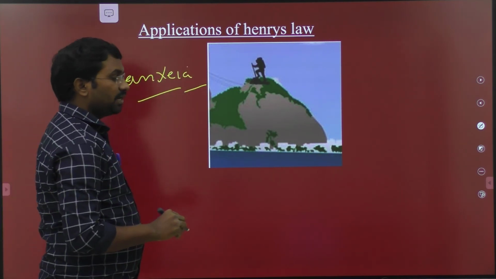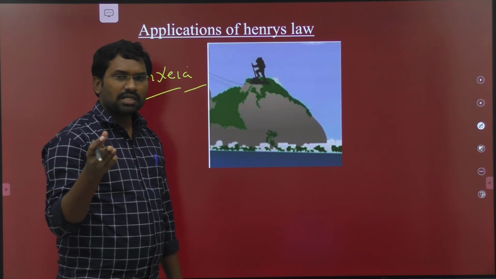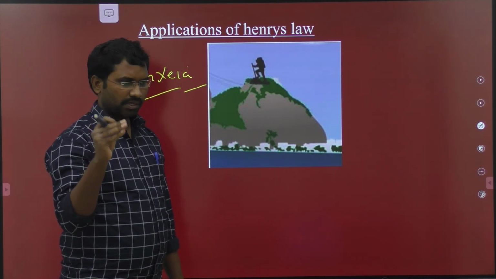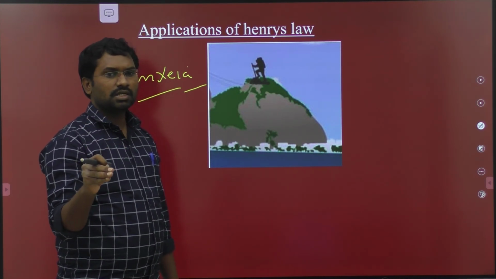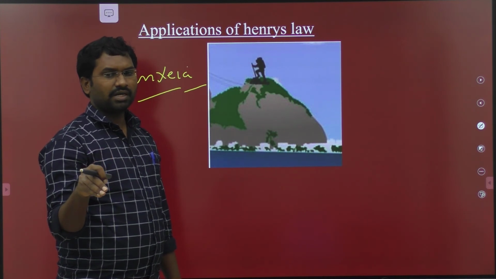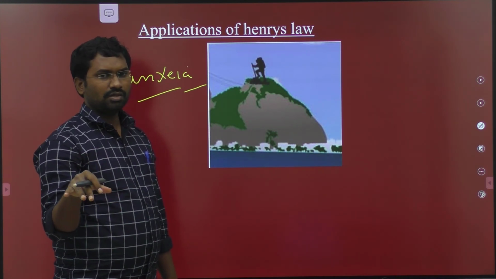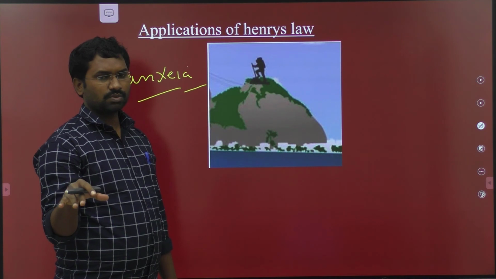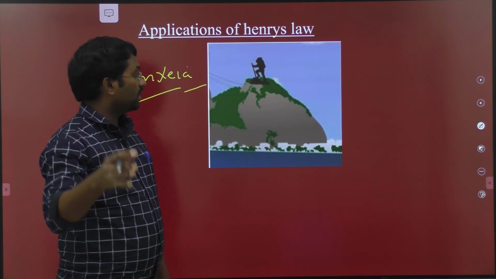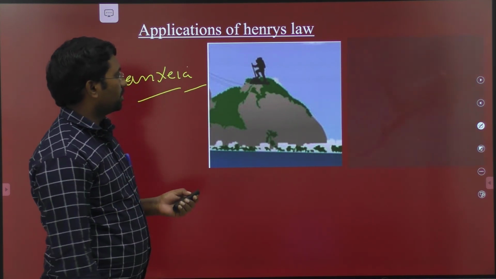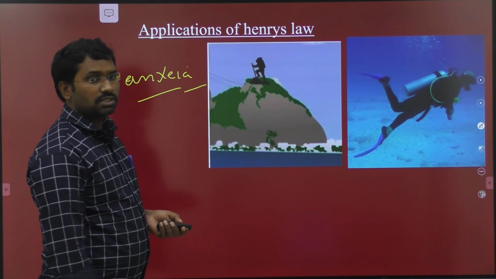Anoxia is a medical condition. If the person does not take a particular minimum amount of oxygen, the breathing levels are affected and the person goes into a coma. That condition is anoxia. That's why the climbers carry oxygen cylinders for breathing purposes. Come to the next image.